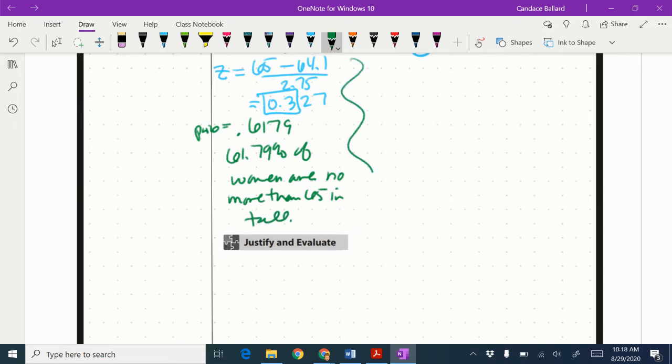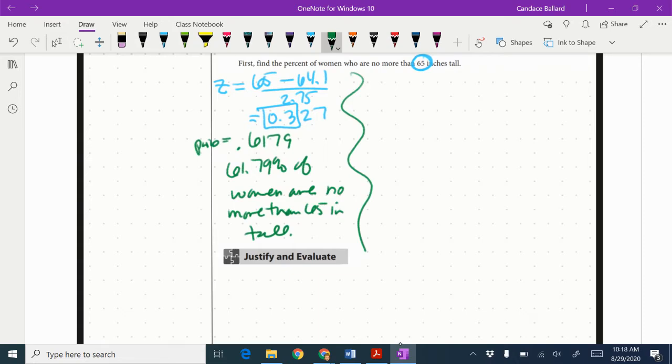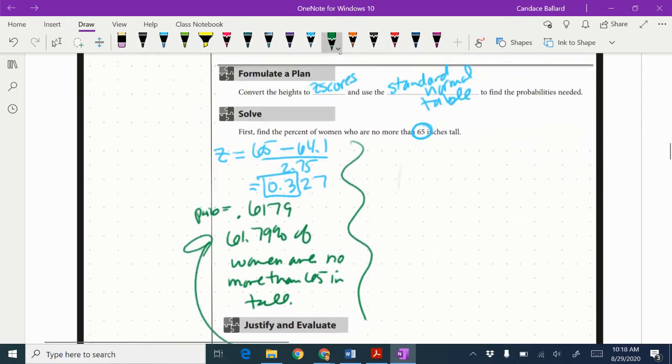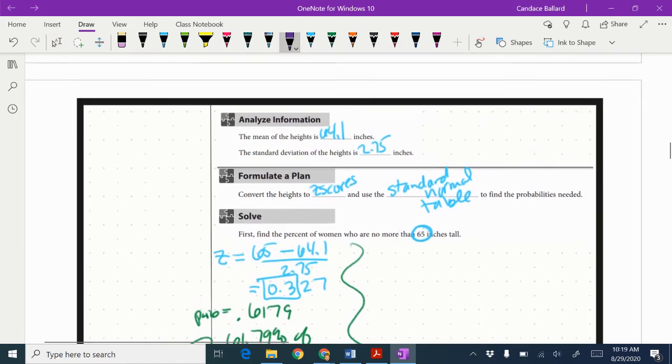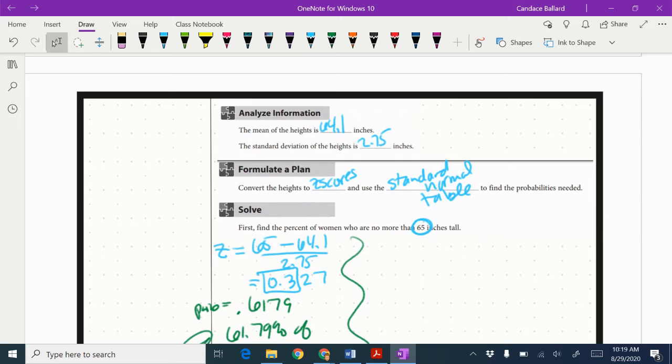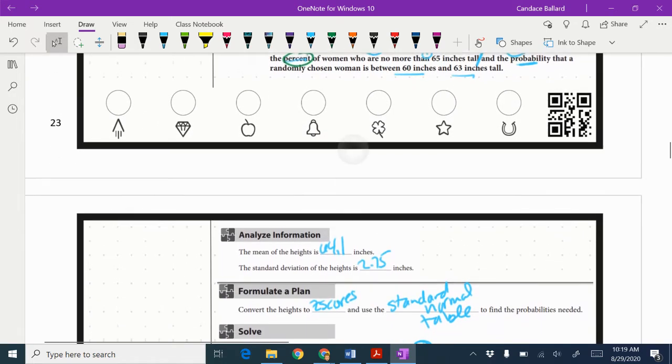Okay, so that was the first part of the question. And I don't think we did the justification and evaluating right up here. The next one we need to do is deal with the 60 and 63, okay?